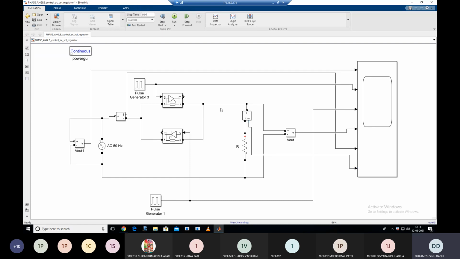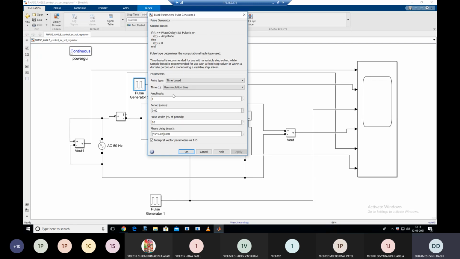Clear? So the main point in this simulation is how to apply the gate pulse to T1 and T2. So here you can see the pulse generator. All of you know about the pulse generator, how to put the values. Amplitude, the first parameter, as it is. Now our output frequency is how much? 50 hertz. So set the period of 1 cycle in seconds. I set it to 20 milliseconds, 0.02 second. Then pulse width, here I selected 10%.